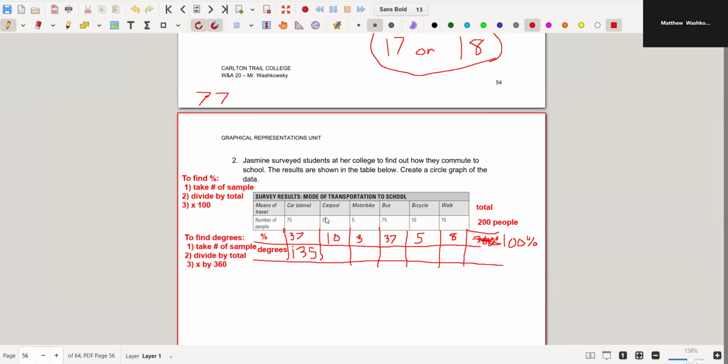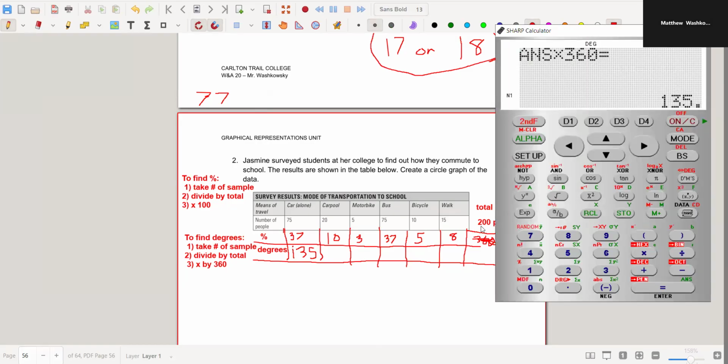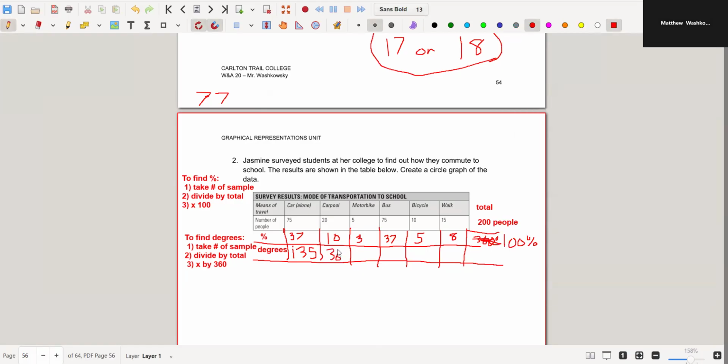So you try for these ones here. Give you 3 seconds. 2, 1. So for the carpool, I know I have 20 over, there's 200, right? Number of sample 20, total, which is 200, times by 360 degrees, gives me 36. And I'll just give you guys the answers here, so on and so forth. Just like before, you may need to round a little bit, which is totally fine. At the end of the day, all of this needs to add up to 360 degrees. If it's off by one, adjust one of these numbers by one.